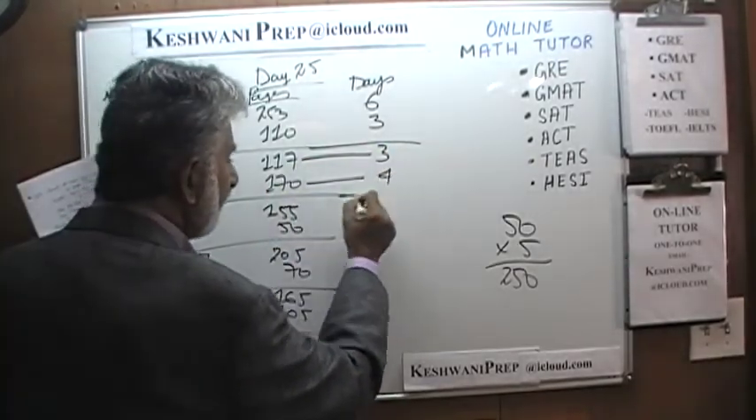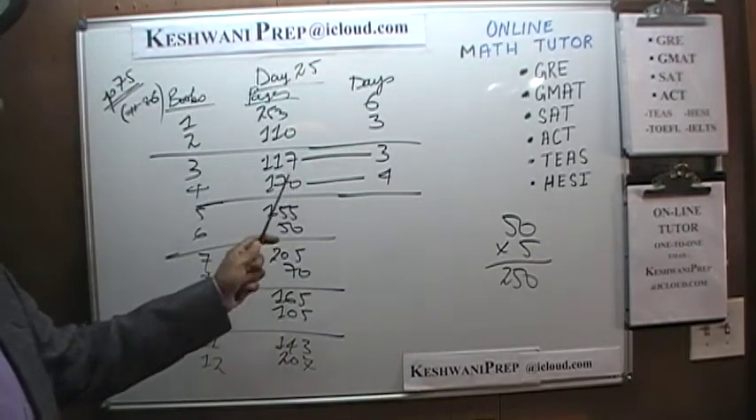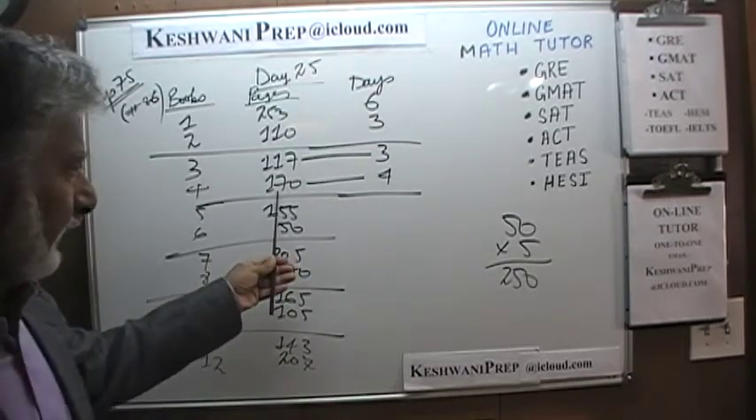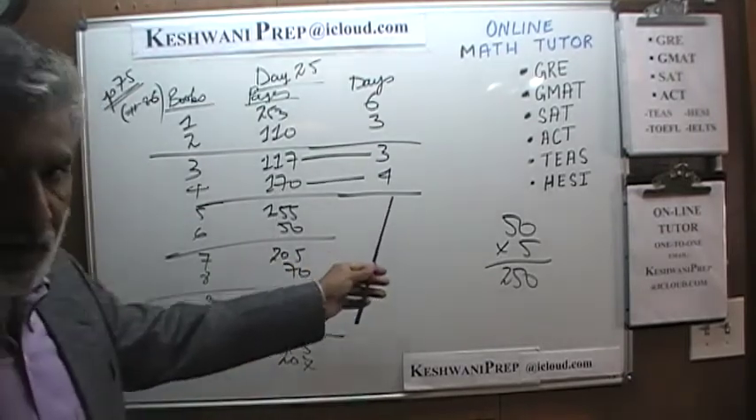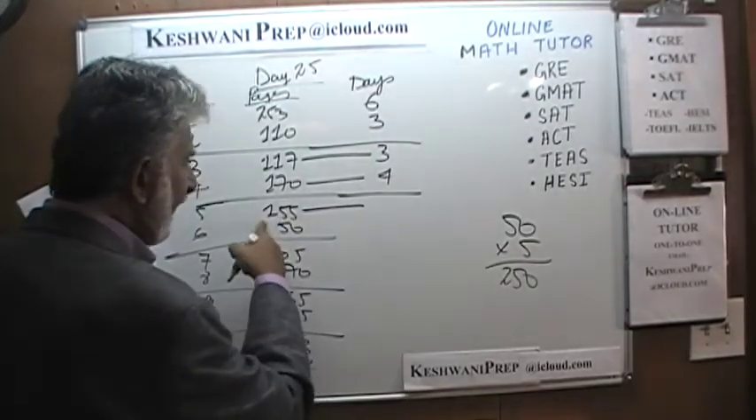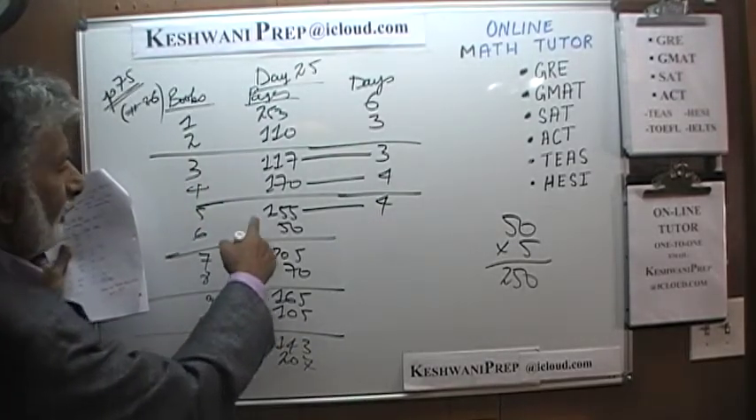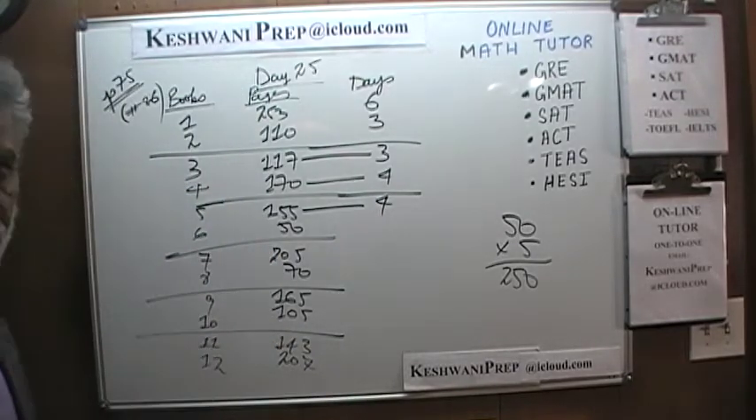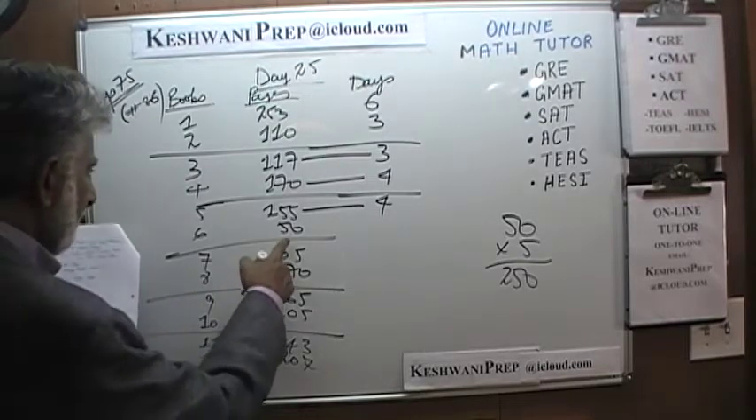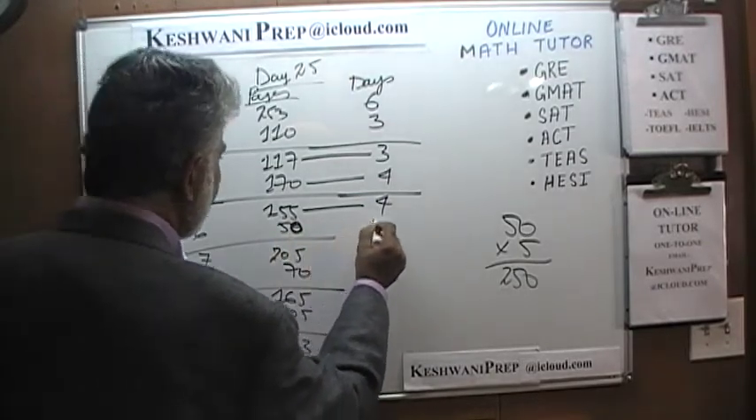170 will take 4 days. You get the idea: 50 plus 50 plus 50 plus the 20. Again, assuming that we are reading exactly 50 pages, we don't have to, but it will take 4 days. We never start a new book on the same day. Again, 155 will take us 4 days: 50, 50, 50, and then 5 pages. I can't read what this is, number 6. Oh, it is exactly 50, so it's going to take us 1 day.